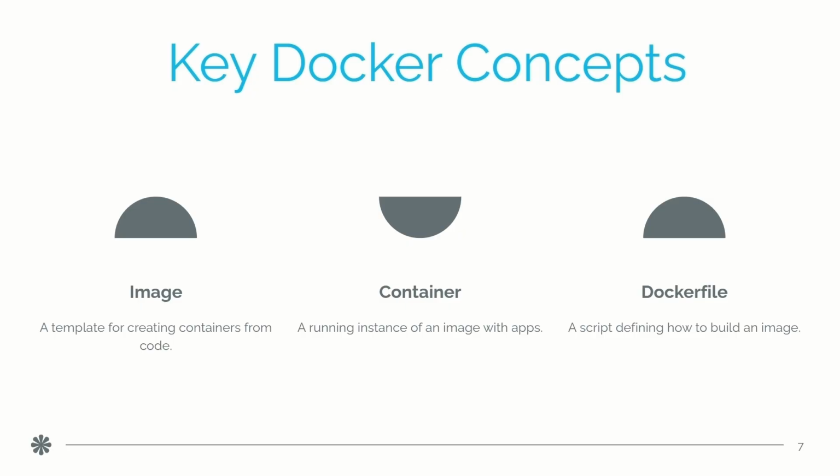Here are three key terms you will often hear. Image: the blueprint, it contains everything your app needs to run. Container: the live running instance of that image. Dockerfile: a simple text file with instructions on how to build an image.